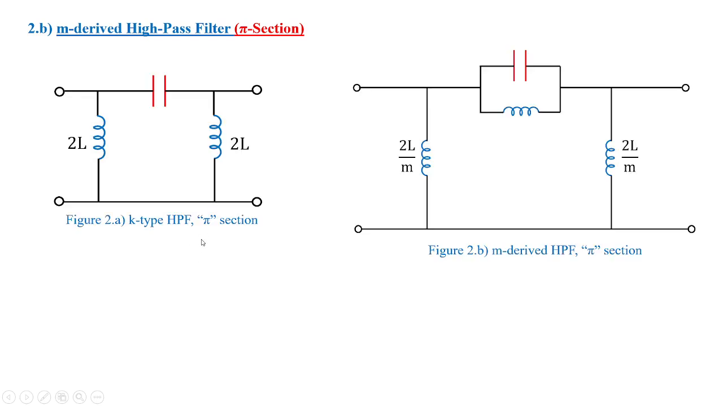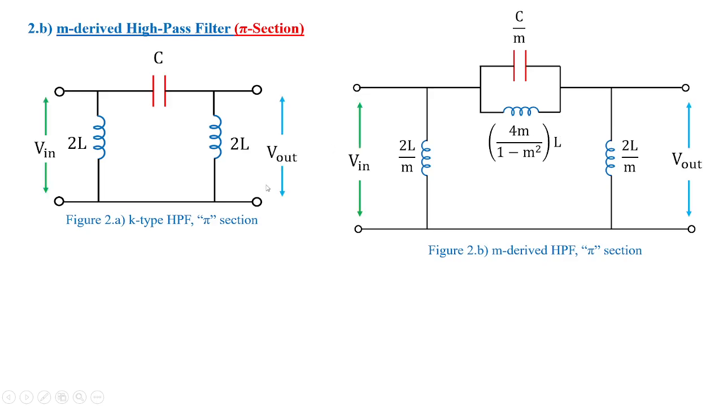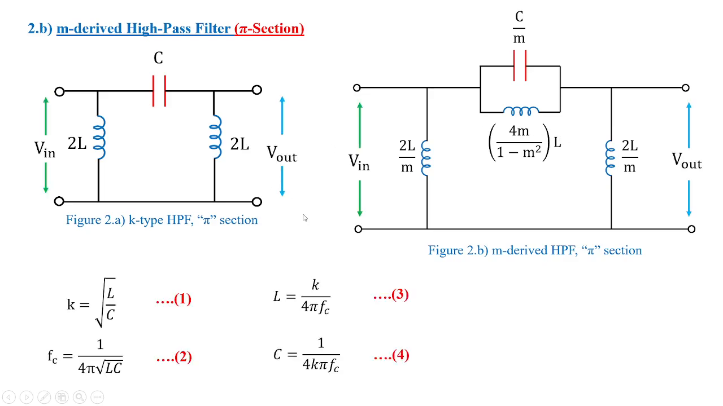For the pi section, you can see the 2L and 2L are replaced by 2L by M and 2L by M like this, and C is replaced by C by M. The improvised version of the m-derived high-pass filter under pi section takes an inductor in parallel with this C by M, and the scaling factor is multiplied like this: 4M whole divided by 1 minus M square, whole multiplied with L. So the input and output terminals are taken.